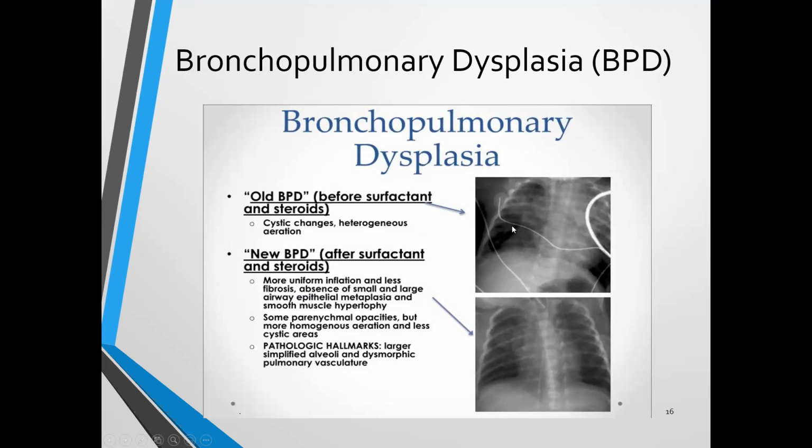Okay, so you're seeing this on one slide here, particularly on the left side. The lung is not well aerated at all. And then in the new and improved BPD after surfactant and steroids, pardon me, you're seeing considerably better aeration. Some of the pathologic hallmarks are larger, simplified alveoli and dysmorphic pulmonary vasculature. They're minimized. They're doing much better.